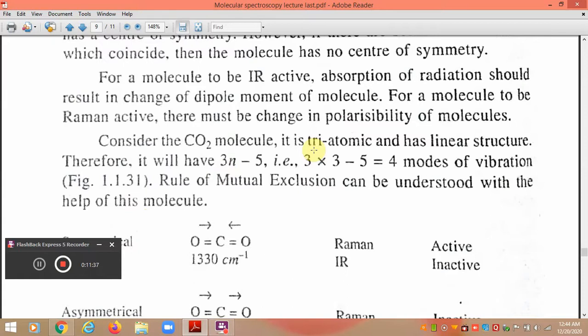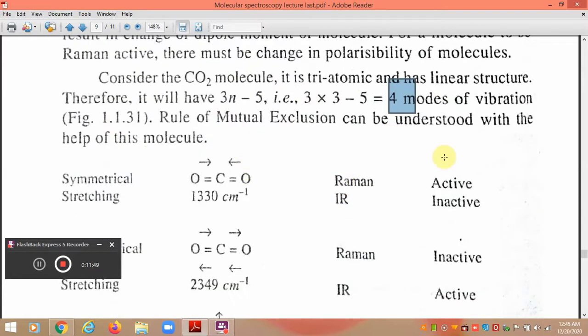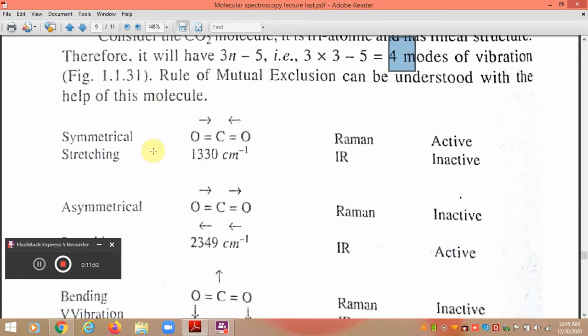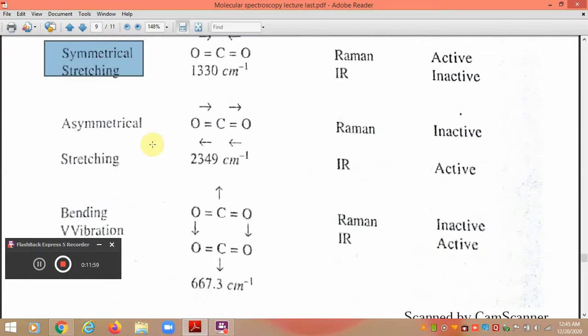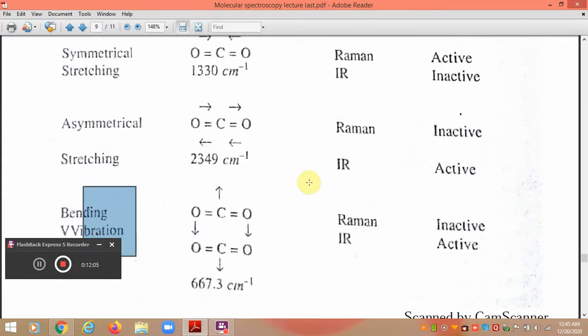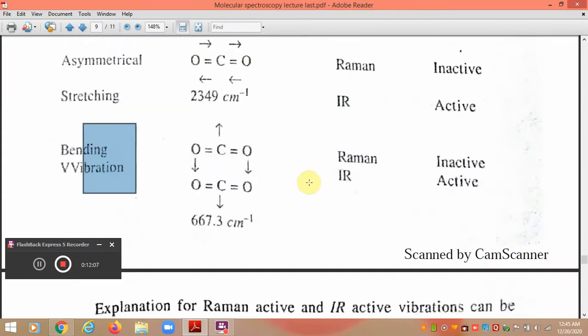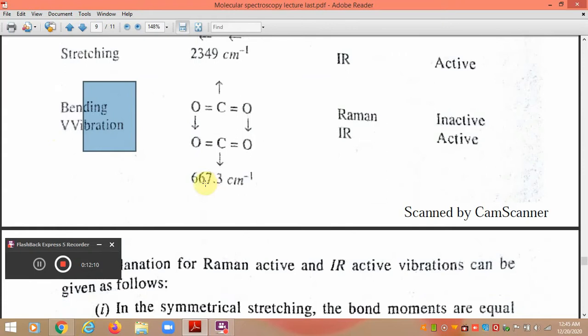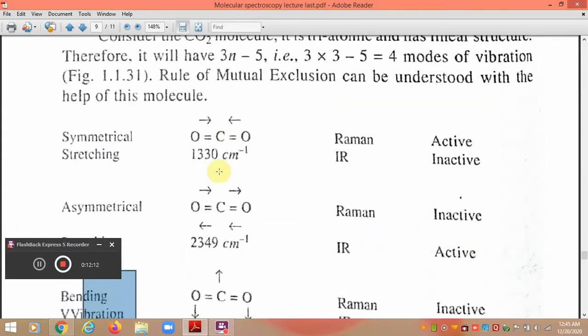CO2 molecule is a triatomic linear molecule, and therefore it has 3n minus 5 vibrational degrees of freedom, that is, a number equal to 4. And this rule of mutual exclusion can be understood with the help of this example, because it has a center of symmetry. As we already discussed the different modes of vibration in the CO2 molecule, the first is symmetrical stretching, the second is asymmetrical stretching, and the third is the bending vibration. So these are the 4. Actually it has 4, but 2 bending vibrations have the same energy, so these are degenerate modes of vibration.